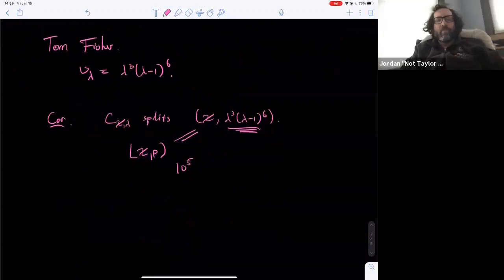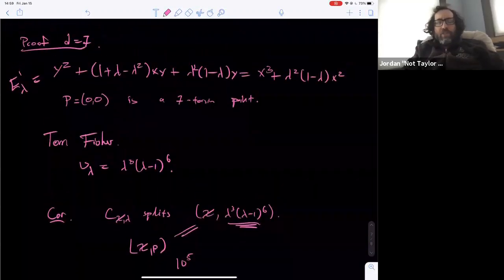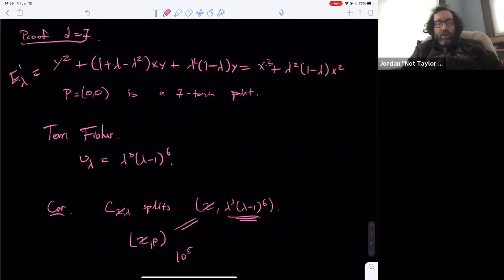Ben? Yeah. Can I ask, if you say, okay, I have a target class, (chi, p), and I'm trying to hit it with (chi, lambda cubed times (lambda minus one) to the six), so I'm trying to find some choice of lambda that gives the same class. Is that some explicit Diophantine problem that you can write down? Like lambda such that?